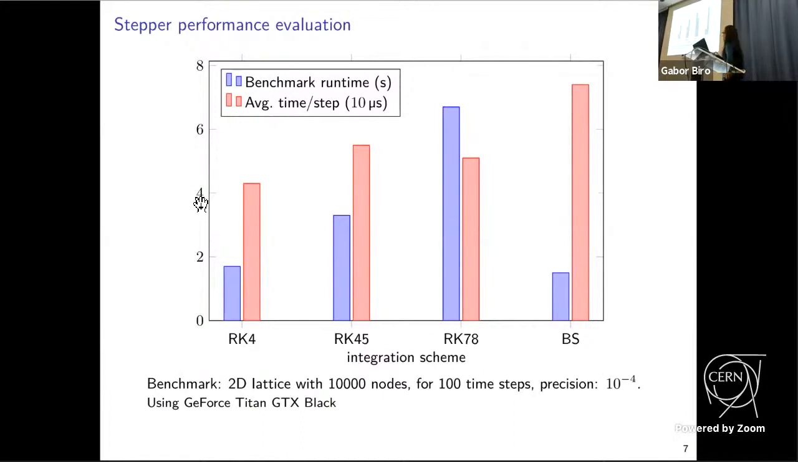As you can see, for example, that the BS, the Bulirsch-Stoer solver, is the one that has the least runtime in terms of the overall benchmark runtime, which means that this is the best solver because all the solvers are tuned to the same precision. However, paradoxically, this solver had the largest runtime per integration step, which is because it's the most complex of all the solvers. But it is able to quickly solve our problem.